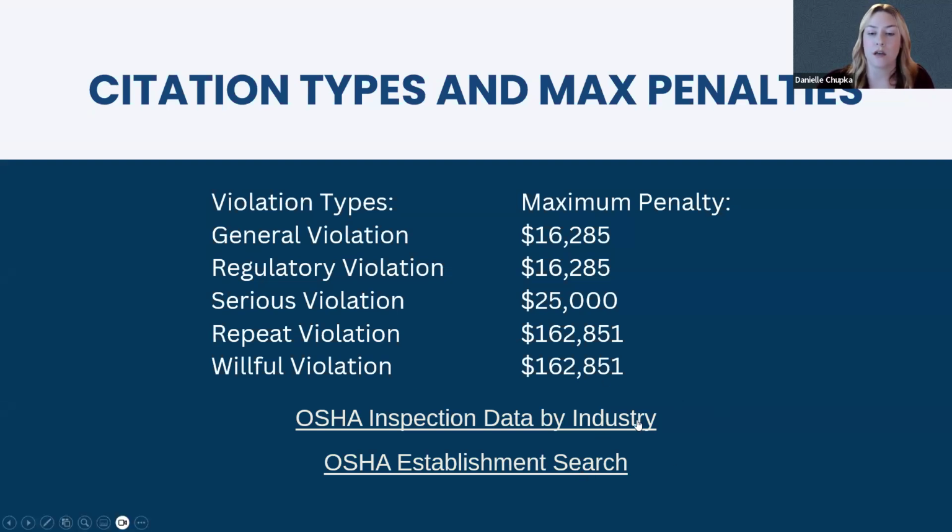These two links are great. So you can actually look up OSHA inspection data by industry. You could type in your own industry and select California and look at some of the different violations that other employers within your industry are receiving. It gives you an idea of, are we doing that? And maybe we should be following this regulation. Also, the OSHA establishment search. You can search your own business on this establishment search, and this is the website that is public access where anyone could find that information.